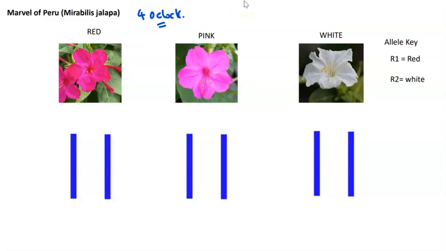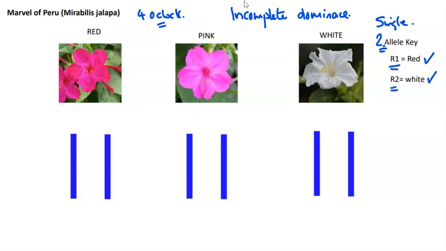So let's look at the genetics of the petal color. This is controlled by a single gene with 2 alleles, and in this case we're looking at a phenomenon known as incomplete dominance. And for this, we're going to designate that R1 will be the allele for red petal, and R2 will be the allele for white petal.